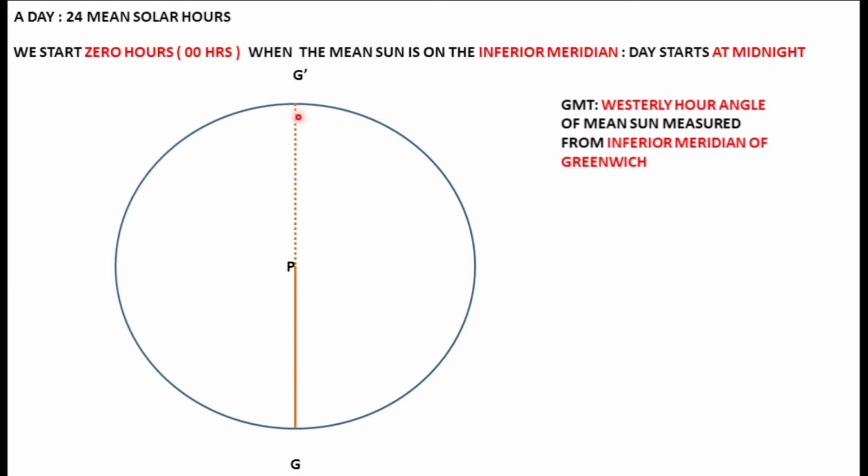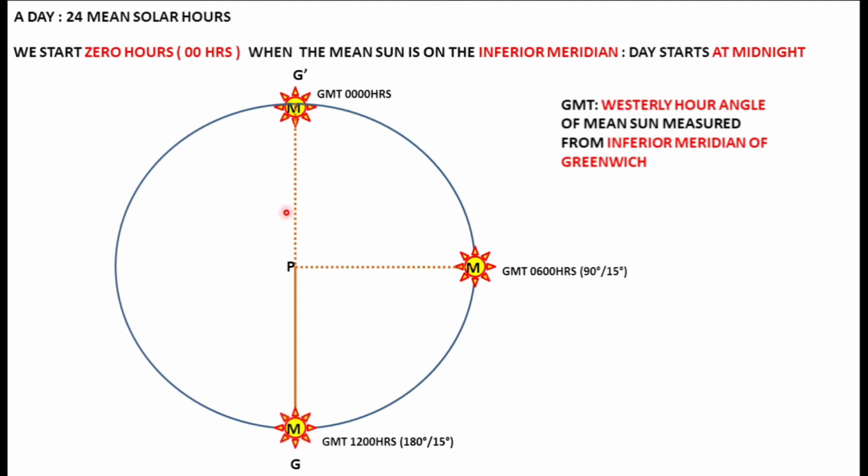GMT is the westerly hour angle measured from the inferior meridian to the mean sun. If the mean sun is on the inferior meridian, it will be 0000 hours. As you can see, if it is 90 degrees away, 90 degrees divided by 15, it will be GMT 0600, measured from the inferior meridian to the mean sun. If the mean sun is 180 degrees from the inferior meridian, it will be GMT 1200 hours.